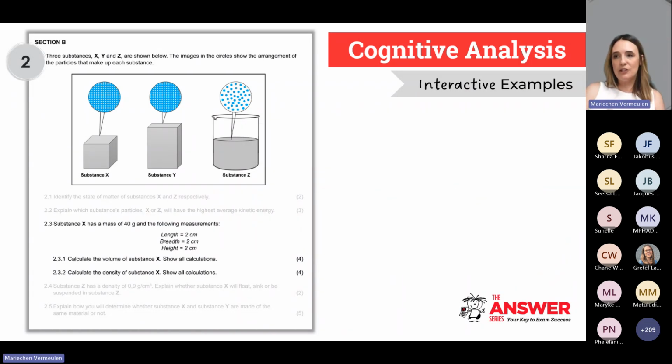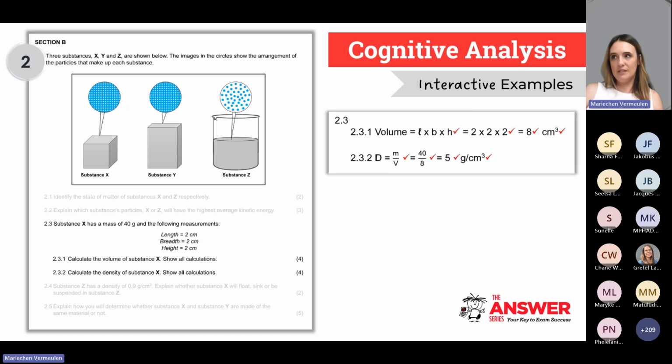Right, we have about 2 more questions to go. Question 2.3 involves calculations. It says substance X has a mass of 40 grams and the following measurements: length, breadth, and height of 2 centimeters. And then it asks 2 calculation questions: calculate the volume of substance X and show calculations, and calculate the density of substance X.